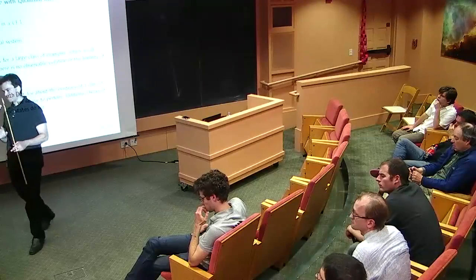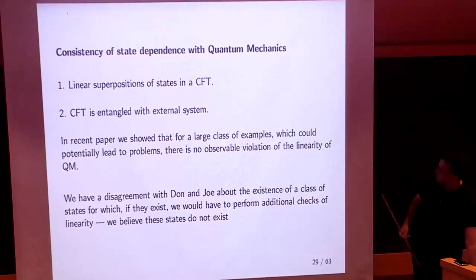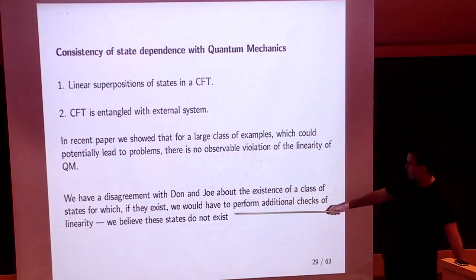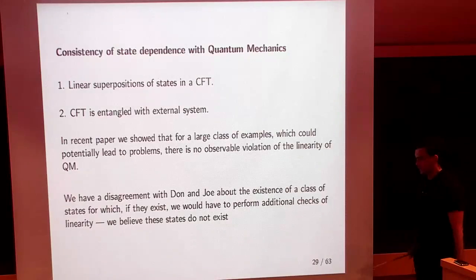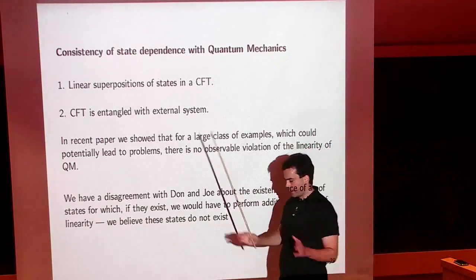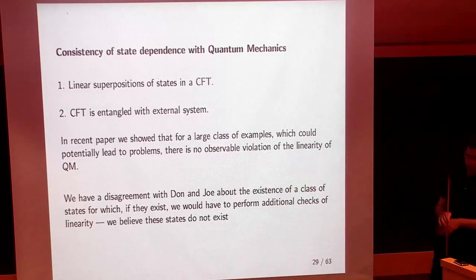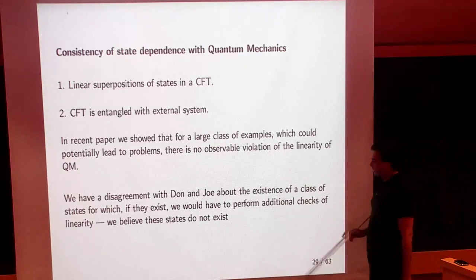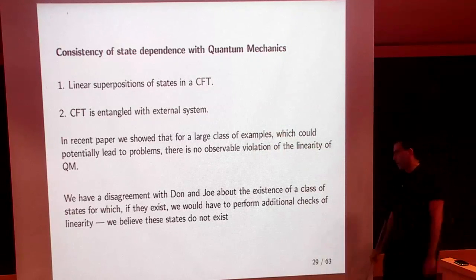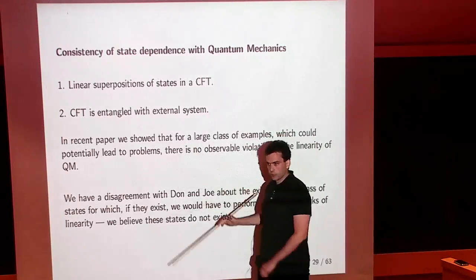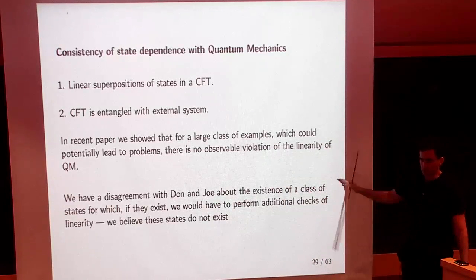Can we try to keep this at a level that's useful for the majority of people here? Okay, so we have some disagreement with Don and Joe about a certain class of states, the states that Joe mentioned two weeks ago, which means states which may be physically orthogonal but mathematically parallel. If those states really exist, then we would have to perform additional checks of this linearity and consistency. But we believe that these states do not really exist. I mean, they do not really have these properties. We have to settle this issue, so maybe I will postpone it for now.